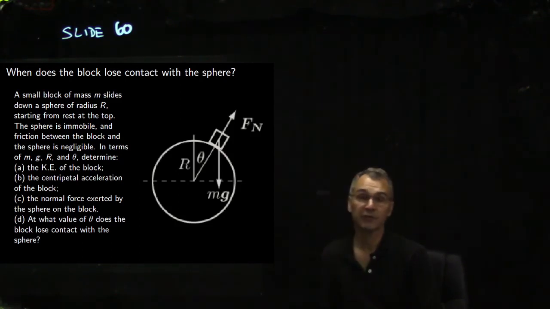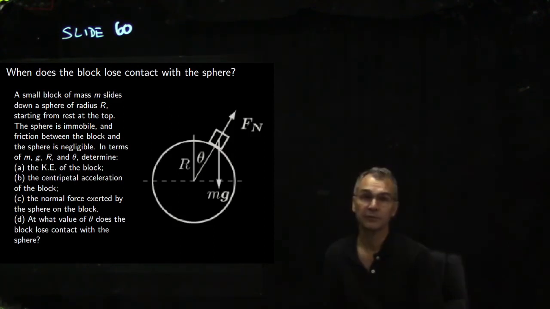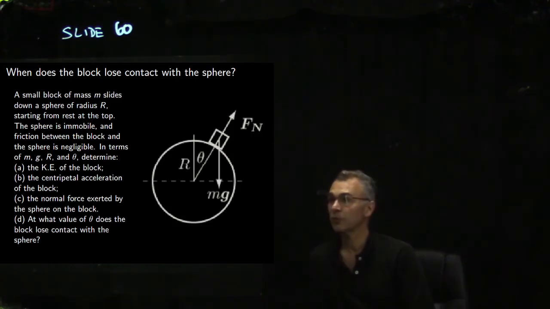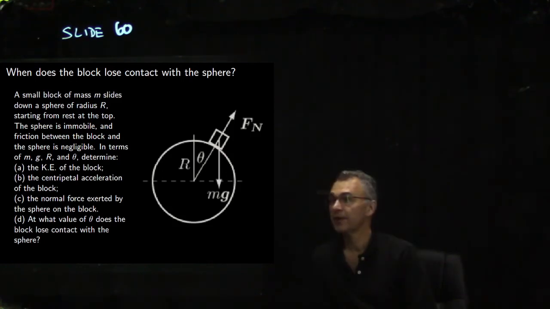So that will use a trick very similar to the trick we just used with the ball and the string. The centripetal acceleration of the block, which I guess we can get once we know the speed, and we can get the speed once we know the kinetic energy. The normal force exerted by the sphere on the block, I guess we'll get that by writing a free body diagram, and the normal force will be entirely in the radial direction, so we'll use the radial component to get the normal force. At what value of theta does the block lose contact with the sphere?